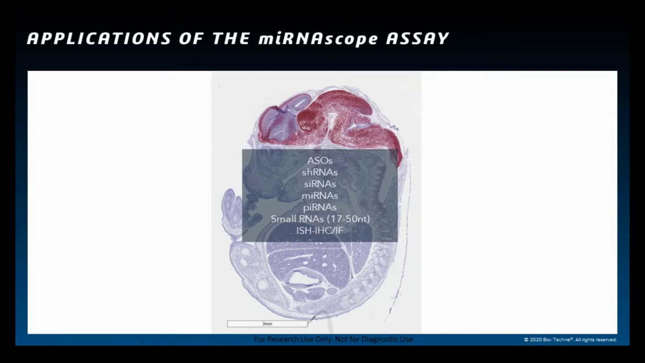So the key targets for this technology, and I will describe a few examples, include the detection at single cell resolution of small non-coding regulatory RNAs in the range of 15 to 50 nucleotides. The short oligonucleotides include antisense oligonucleotides, or ASOs, small interfering RNAs, or siRNAs, and small hairpin RNAs, or shRNAs. And these are synthetically designed oligonucleotides.